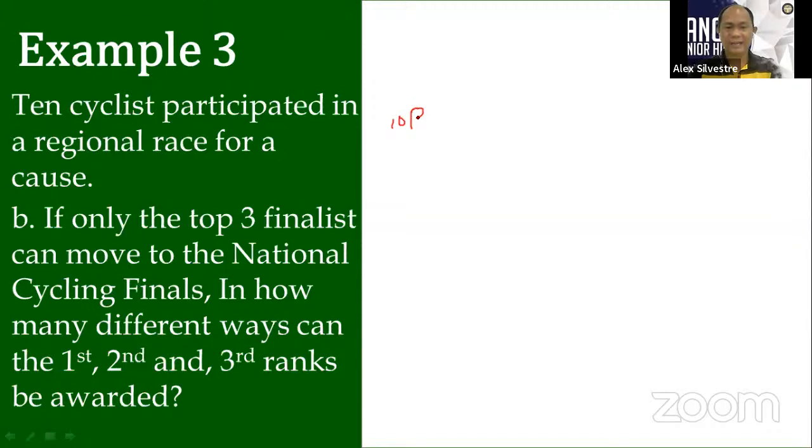So, ilan lang ang kailangan natin? First to third rank lang. No? So, ibig sabihin tatlo lang. So, 10 taken 3 at a time. Out of 10 cyclists natin, so first, second, third lang ang kailangan. So, in how many ways, no? So, yon ang kailangan natin dito. Ibig sabihin, that will be now for 10 factorial divided by 10 minus 3 factorial.